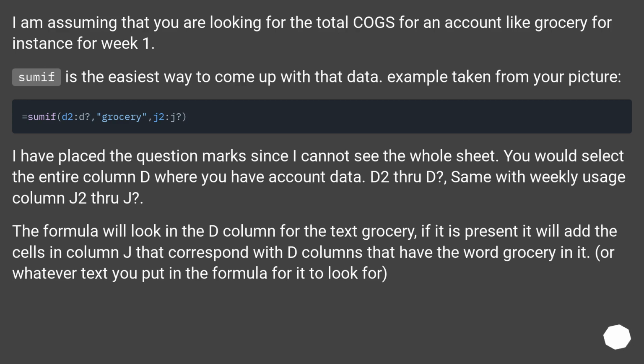You would select the entire column D where you have account data, D2 through D. Same with weekly usage column J2 through J. The formula will look in the D column for the text grocery. If it is present, it will add the cells in column J that correspond with D columns that have the word grocery in it, or whatever text you put in the formula for it to look for.